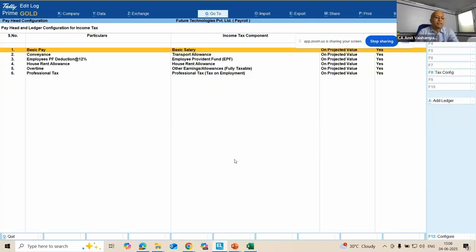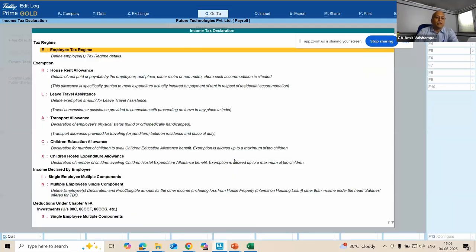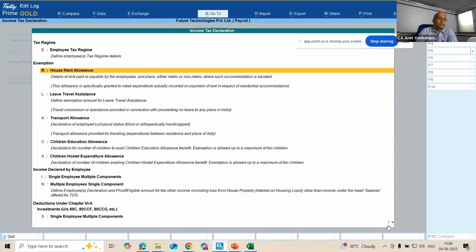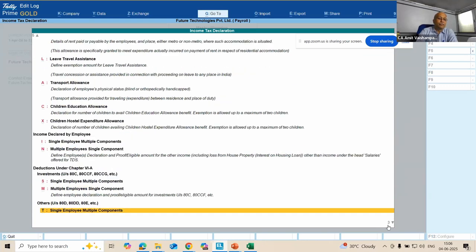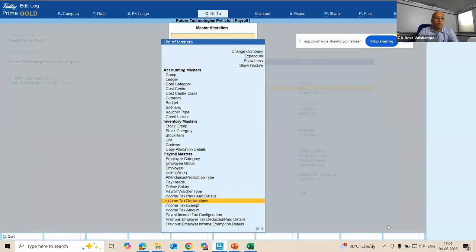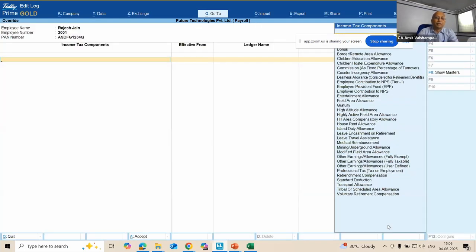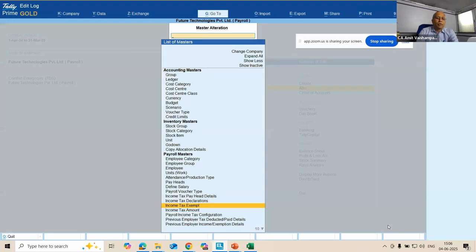So these are the pay head details that I have created. You can create them according to your requirement. You have this option for doing income tax declaration. So these are the declarations. If you can see, the number at bottom is about 7 more. So you have this standard declaration that is required to be given. You have income exempt, and it is for each individual various types of income that are exempt. You can also take into account those incomes.